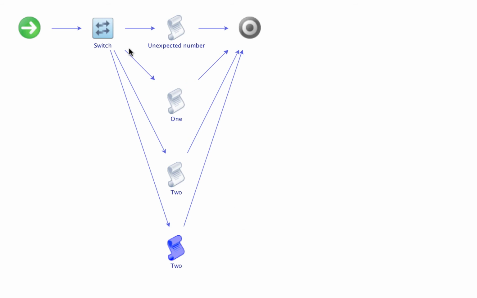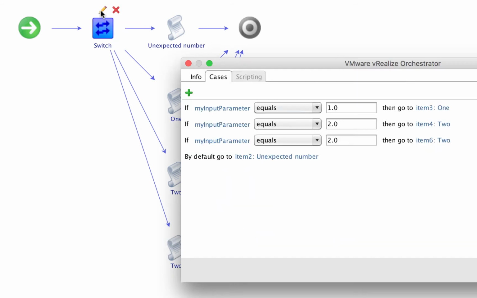So let's take a look at the definition of the switch. In the switch, let's work our way a little bit backwards here. So down on the bottom we have our default case. So if the user picks some value for my input parameter that we're not testing for here, we're simply going to go to that unexpected number schema element, this one here.